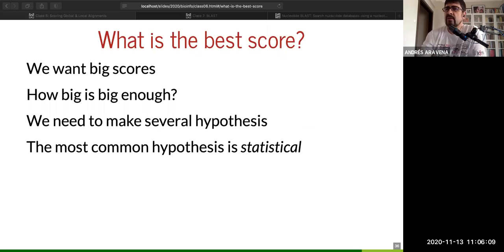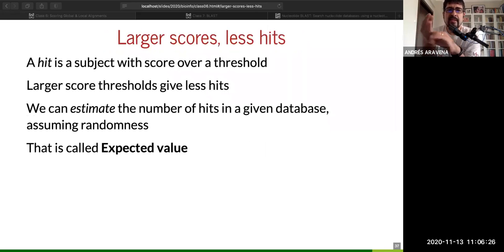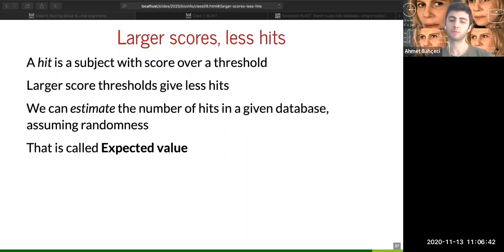So in general, you need to make some kind of hypothesis to answer that question. The most common hypothesis is a statistical hypothesis. I mean, in some cases you have another, like when looking for primers or something, you can make other hypotheses. But in general, when you are looking in a database, you make an hypothesis that essentially the larger the score, the less hits you will find, the less subjects in the database will have that score. But if we find that, it means it's very much what we want, right?